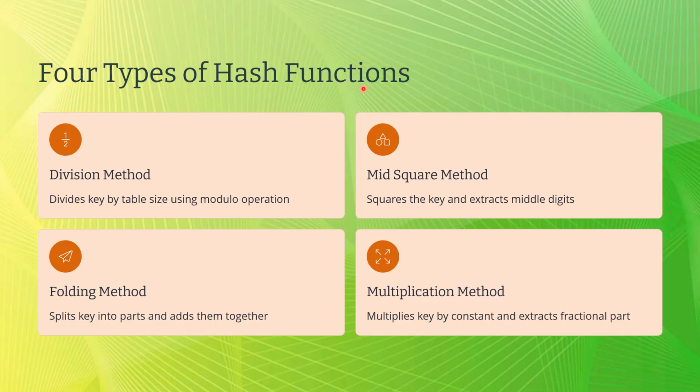There are 4 types of hash functions. One is the division method, the second one is the mid-square method, the third one is the folding method, and the final one is the multiplication method.